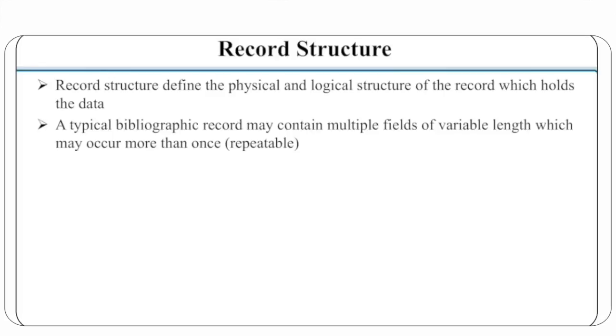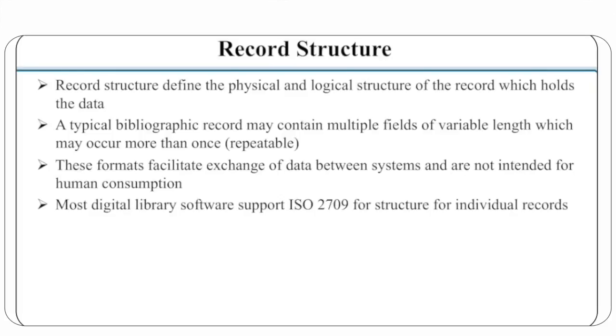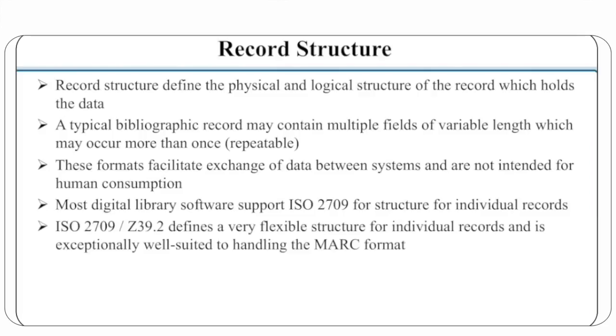A typical bibliographic record may contain multiple fields of variable length which may occur more than once, so they are repeatable. Except for proprietary structures, there is really only one structure used for bibliographic data of any complexity. These formats facilitate exchange of data between systems and are not intended for human consumption. Most digital library softwares support ISO 2709 for structure for individual records.